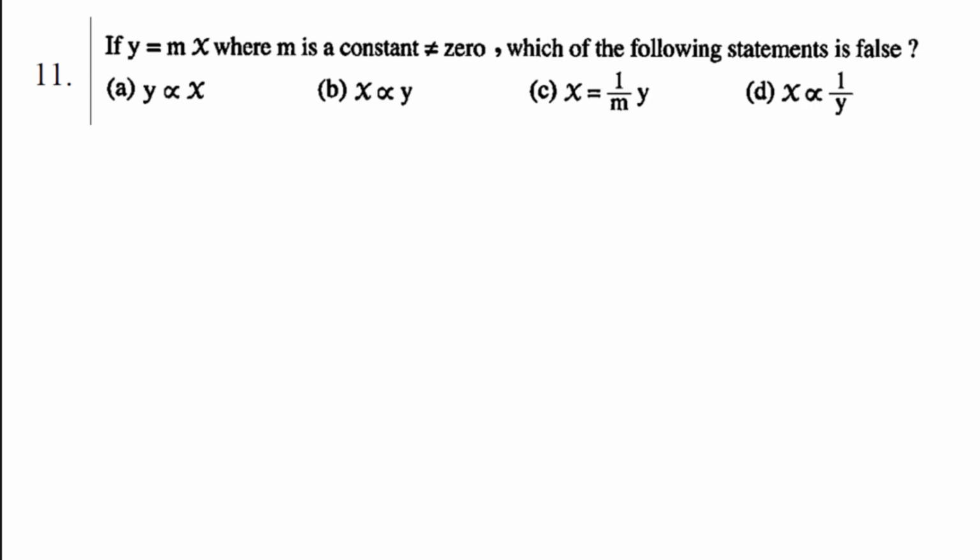Number 11, if y equals mx, means what, guys? Means y equals constant times x, where m is a constant not equal to 0. Which of the following statements is false? Is false means is incorrect. So all the statements here are correct except one.